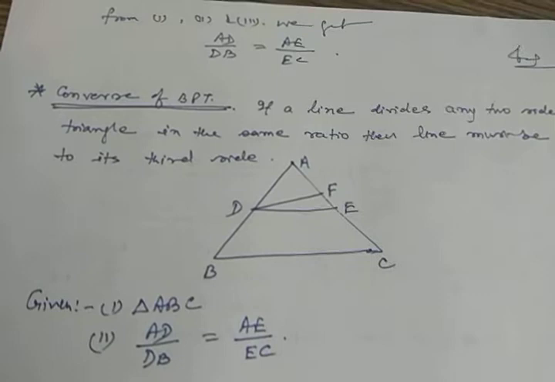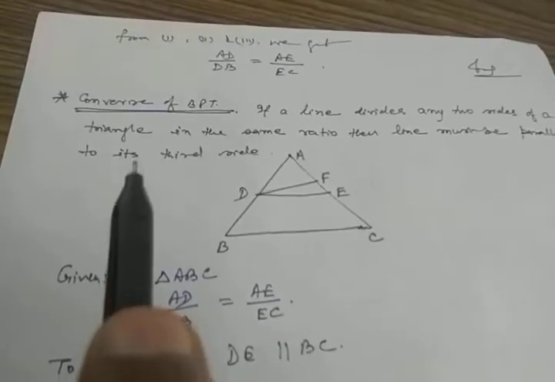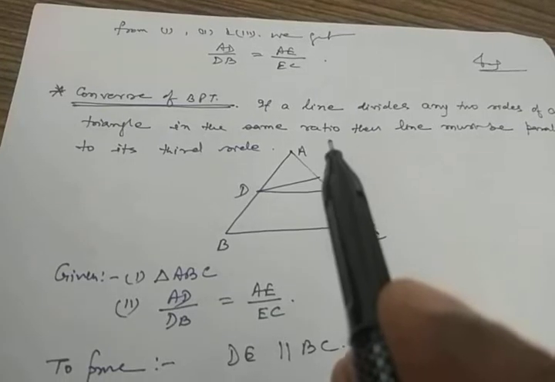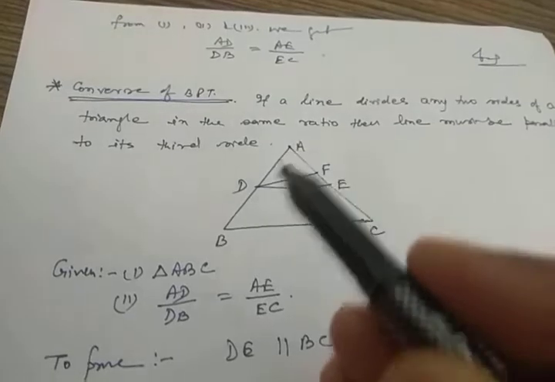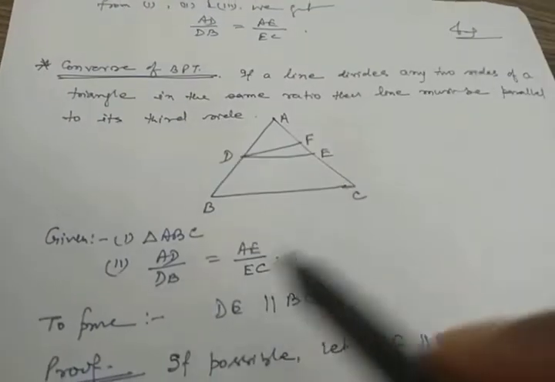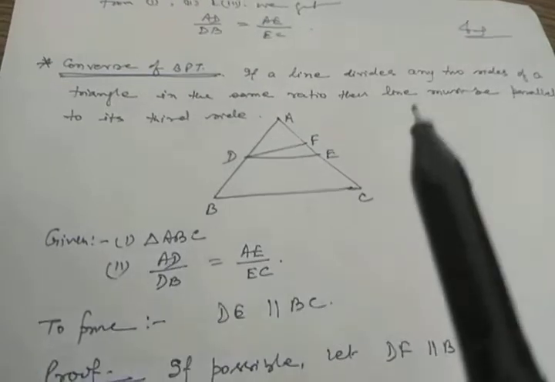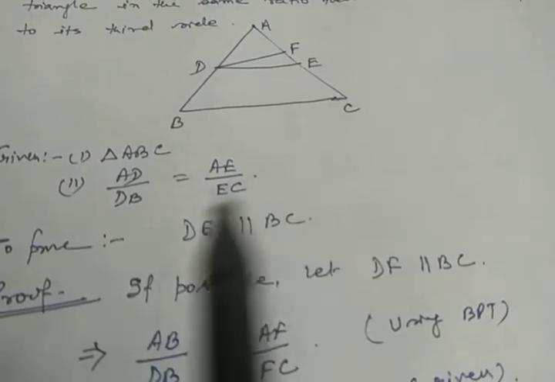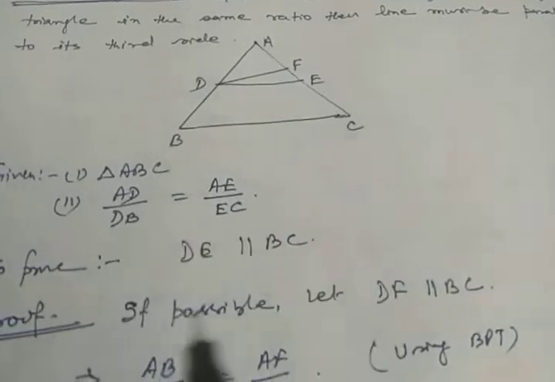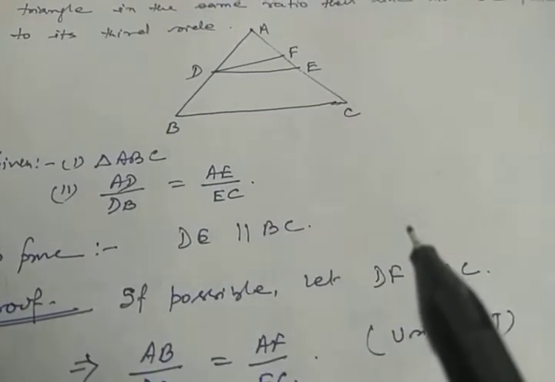Now I am going to prove the converse of BPT. Converse. What does the statement say? If a line divides any two sides of a triangle in the same ratio, I mean this is the line DE and BC, so DE divides AD by DB equal to AE by EC. So this part is given. Then we have to prove that the line must be parallel to the third side. I mean DE will be parallel to BC. So here the ratios are equal, AD by DB is equal to AE by EC, and I have to prove DE parallel to BC.